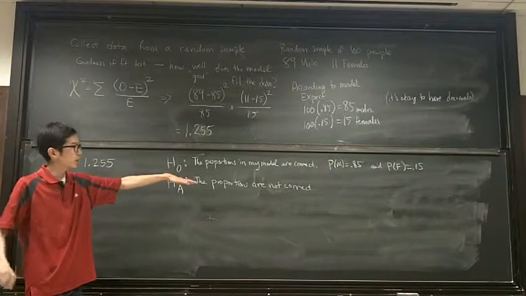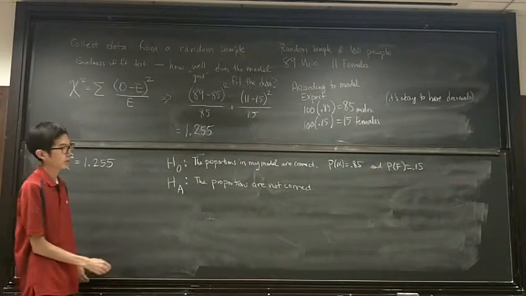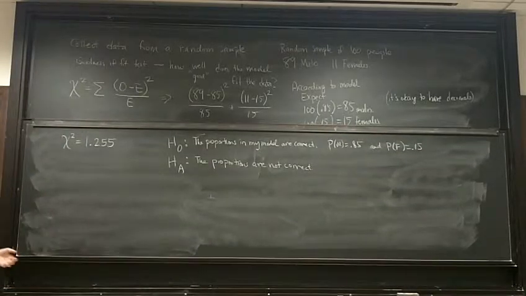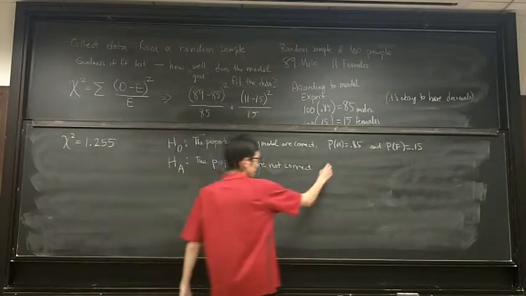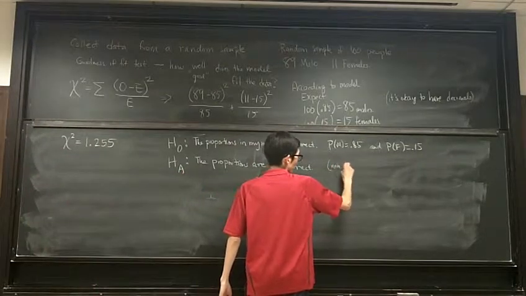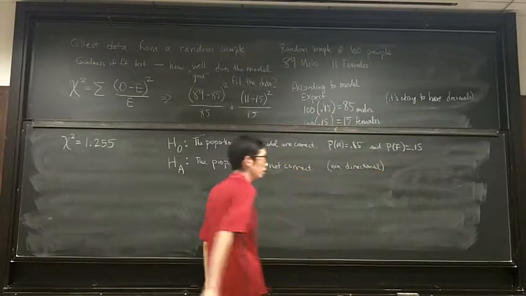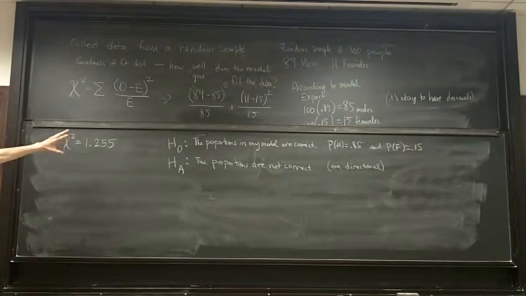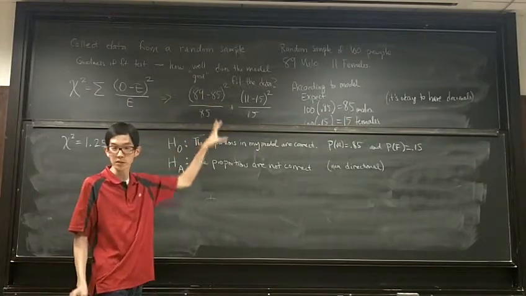And as it's stated here, it's a non-directional alternative. We'll talk about what it means to have a directional alternative. The proportions are not correct. Alright, so our chi-squared statistic is 1.255, and this is somehow a measure of the discrepancy between our data and the model.